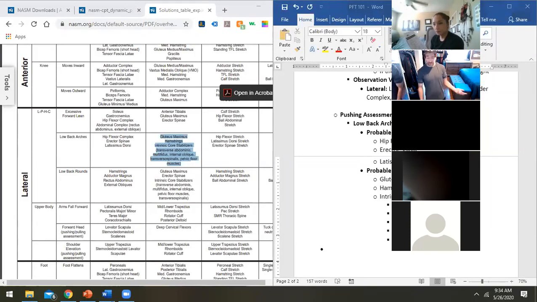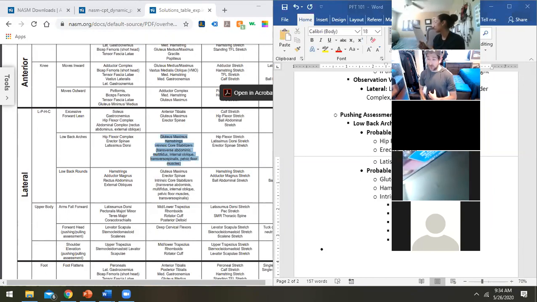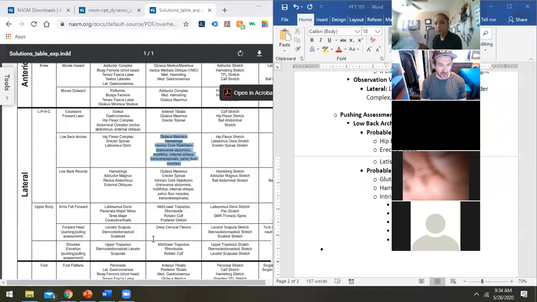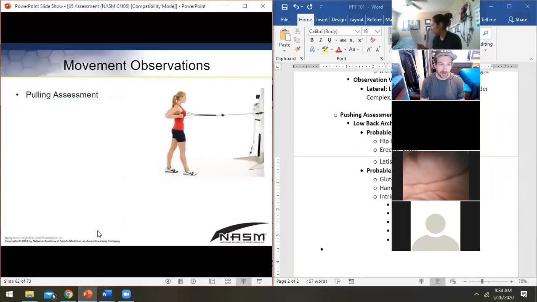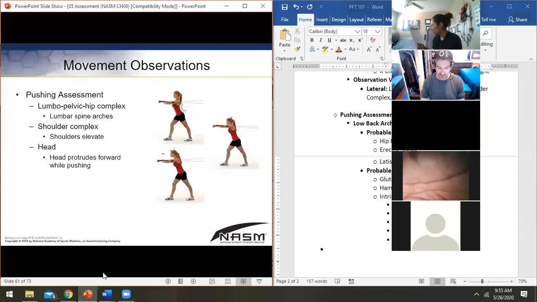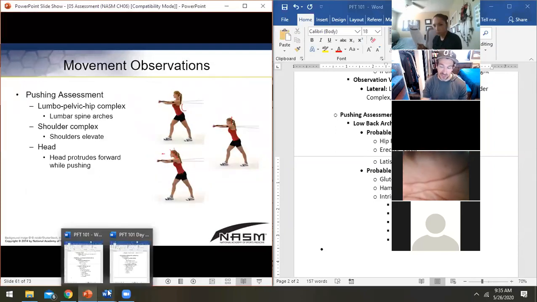Well, that may be true, but that's focusing a lot on moving your spine, which you are quite good at. What I need you to get good at is stabilizing your spine. I need you to be able to hold your spine in place while we do a movement such as a chest press. So those are going to be your probable underactive muscles if your client has a low back arch in the pushing assessment, the pulling assessment, and the overhead squat.